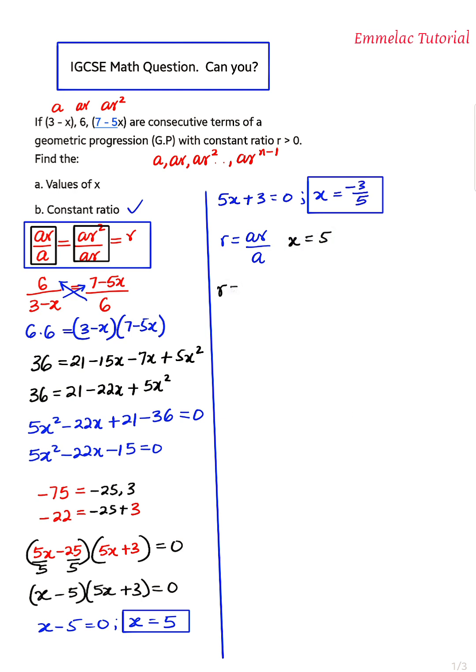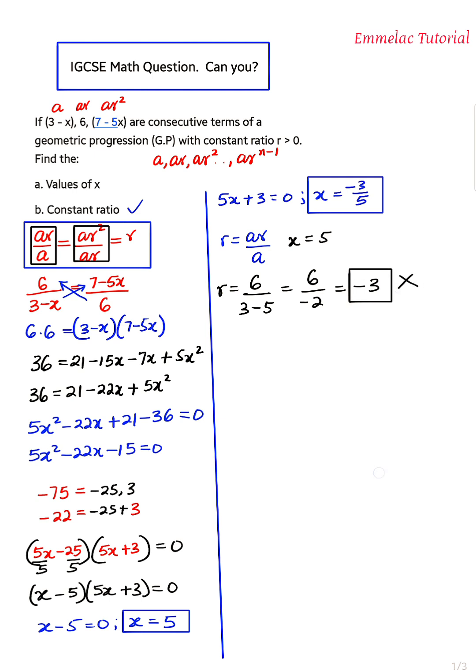Take note, our ar here is 6. So here we have 6, then all over our a, which is the first term, is 3 minus x. And our x will be replaced by 5. So this gives us 6 all over negative 2, which gives us negative 3. Let's just take note that from the question we are told that r is greater than 0. For the fact that r is greater than 0, it means this value of r is not valid.